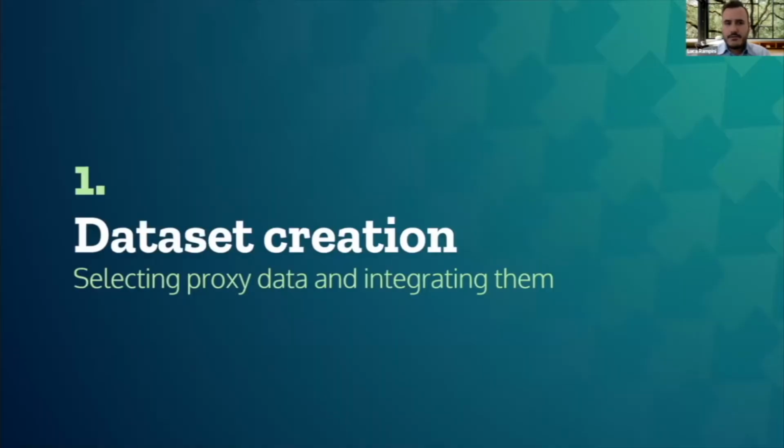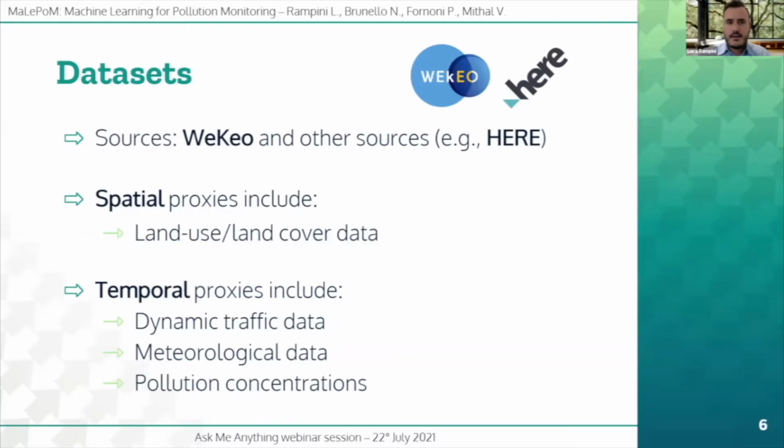Today we are going to explain in more detail the first 3 work packages, starting from the dataset creation, which is the selection of the proxy data and the integration. In particular, we have one main source, which is Wekeo, the data and information access services provided by Copernicus, that contains a lot of environmental data and datasets, but we also use other sources such as HERE for the traffic data or CORINE for the land cover data.